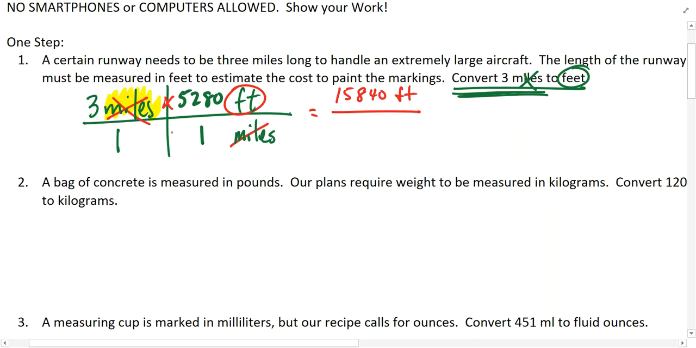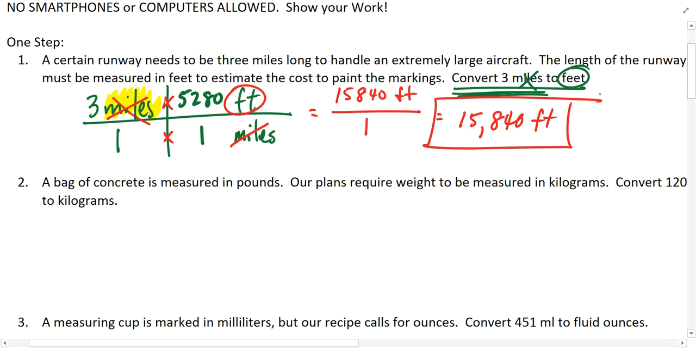Across the bottom, I've got the number 1 times 1, which is 1. And my unit got canceled out, so I don't have to report that here. So my end result would be this fraction, or if I'd like to eliminate the fraction, I could always take the numerator, divide by the denominator, which is easy in this case. 15,840 divided by 1 is 15,840.